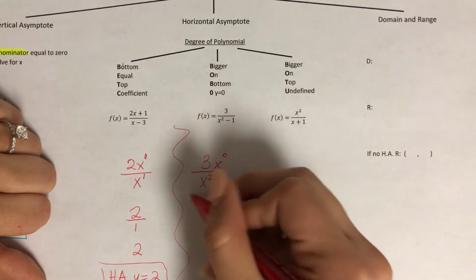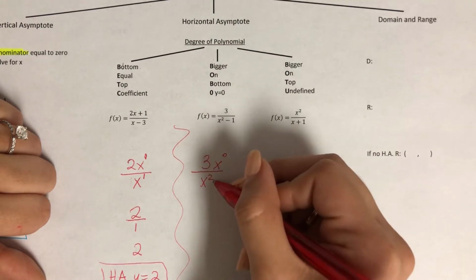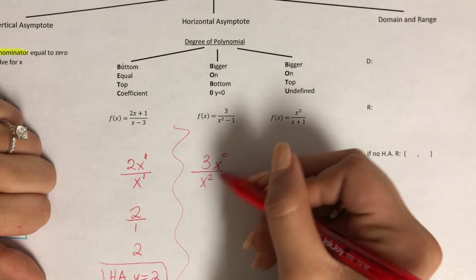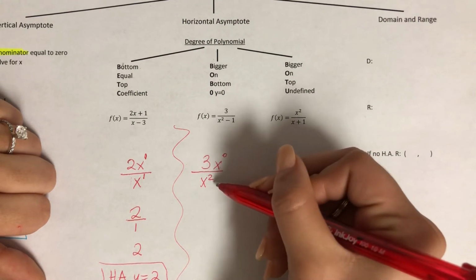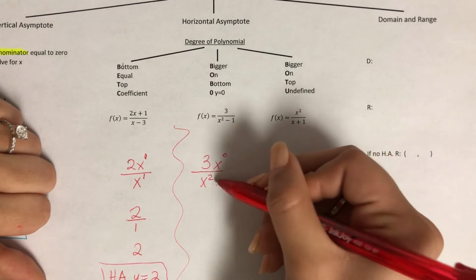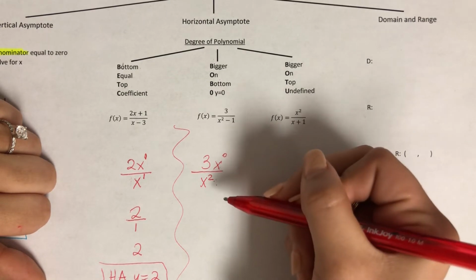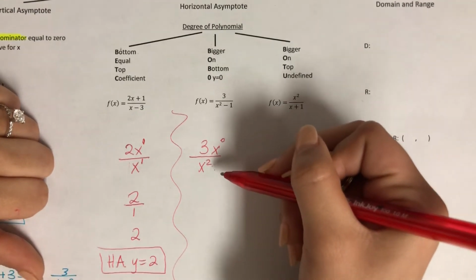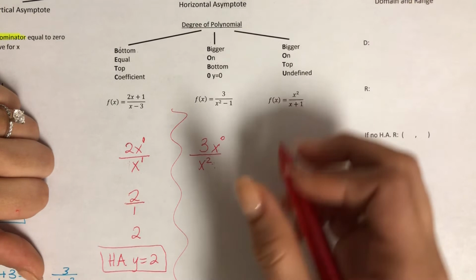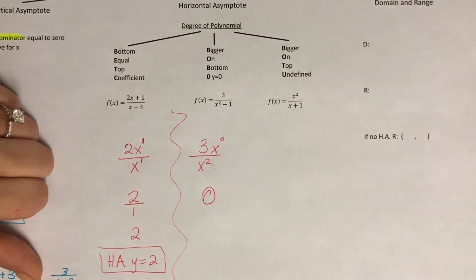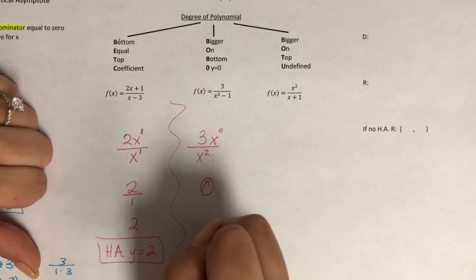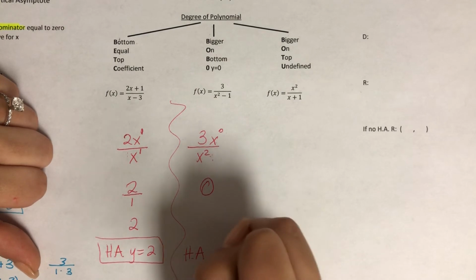And then in the leading variable, right here in the denominator, we have 2. So we can clearly see, hey, this 2 is bigger than the 0. This degree is bigger than this degree. So this is where we're going to say, hey, bigger on bottom, that means it is going to be 0. So our horizontal asymptote is y equals 0.